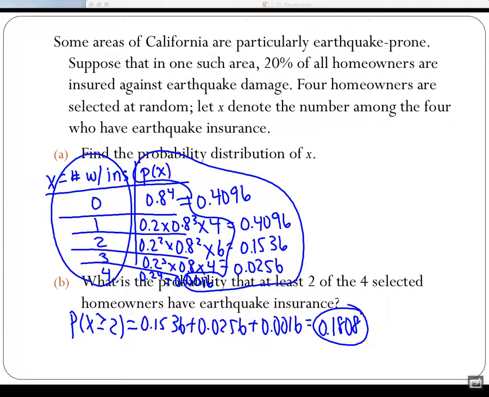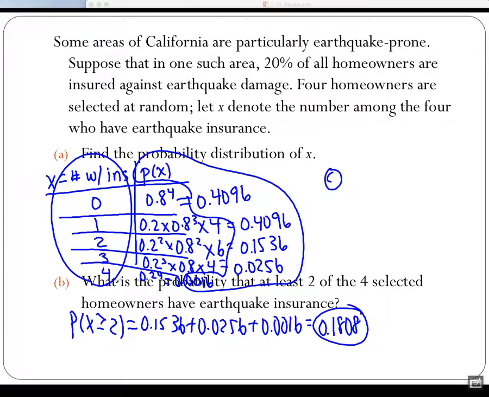Please make sure that you pay attention to the wording. So I could ask you a question, what is the probability that at least 2 of the selected homeowners do not have insurance? How would you answer that? If I asked you, what is the probability that at least 2 do not have insurance?